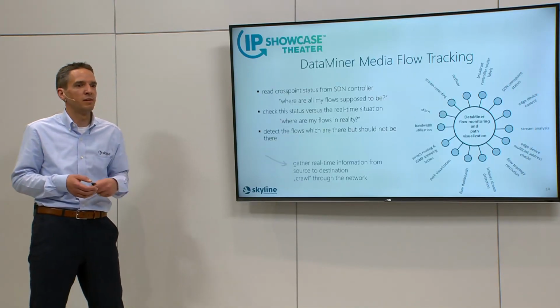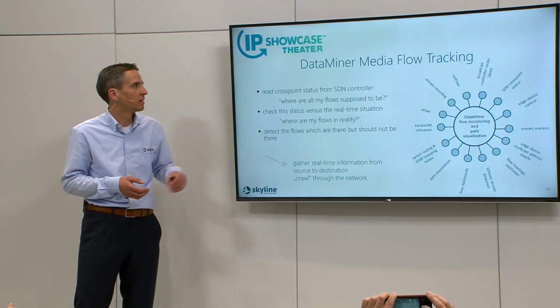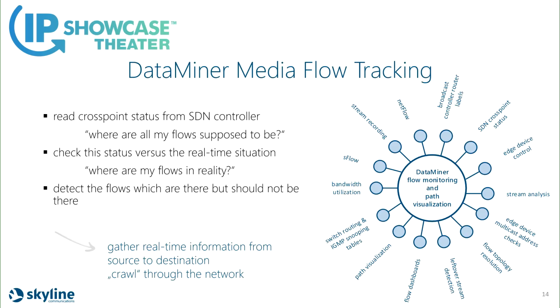What are we actually doing when we say we do flow tracking? First of all, we read the cross-point status from an SDN controller. We are checking the status, where should all my flows be? And then we start checking that versus reality. Where are those flows in reality? So we get a state from a controller, then we start crawling through the network. Is the stream really there from source to destination? And moreover, I mentioned it already, also find those flows which are in the network but which are not supposed to be there, those leftovers or ghost streams.